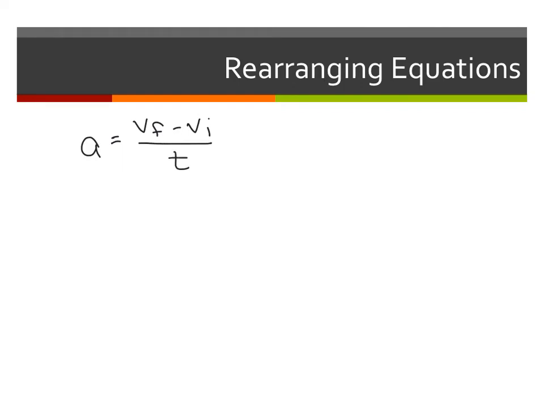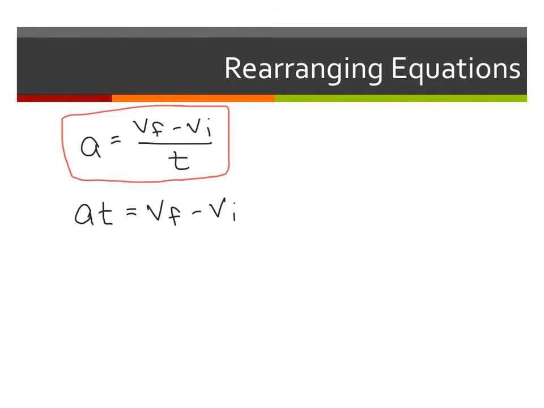So now let's solve for final velocity. I'm going to circle this equation, or put a box around it, so we know that it's one that we use often. Now, to move the time out of the denominator, I'm going to multiply it to the other side. So I get acceleration times time equals v final minus v initial. Now I'm just going to add v initial to the other side to get my final equation: final velocity equals initial velocity plus acceleration times time.